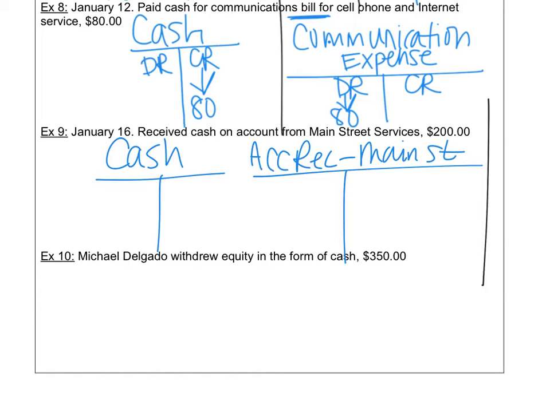So if we received cash, the business received cash, then cash is going to increase by $200. So we would debit it for $200. And then Main Street Services is paying off $200 of what they owed us. So if they owed us $200, we need to take that off, so we would be decreasing that asset by $200. And so I have a debit and a credit for both $200.